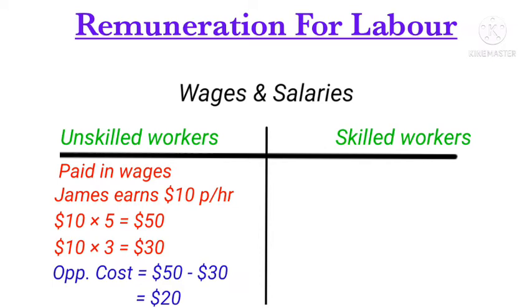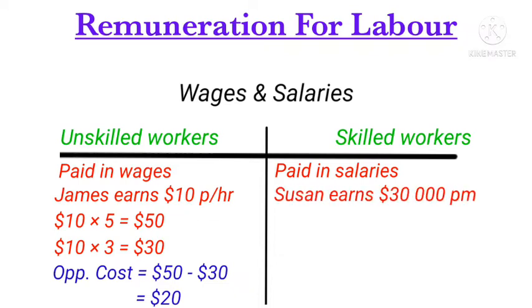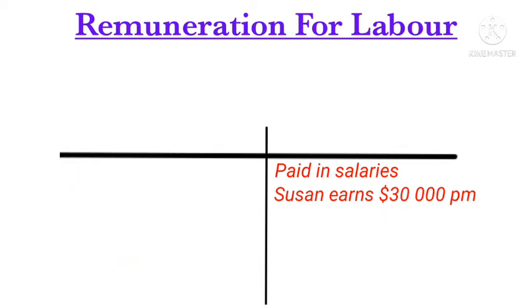Skilled workers, on the other hand, are usually paid in salaries and earn more than unskilled workers. Take Susan for instance. Susan is a qualified doctor who earns $30,000 per month. Regardless of how many hours she worked, at the end of the month she will still be paid 30,000 US dollars. But labor is not alone in the production of goods and services.